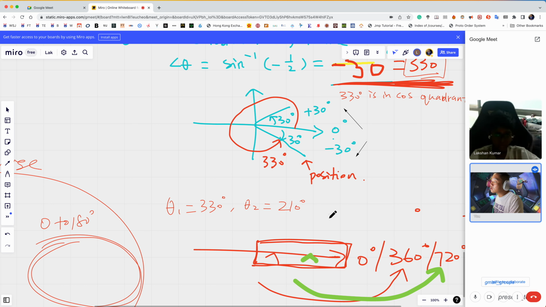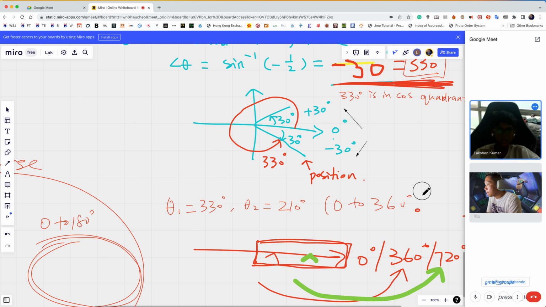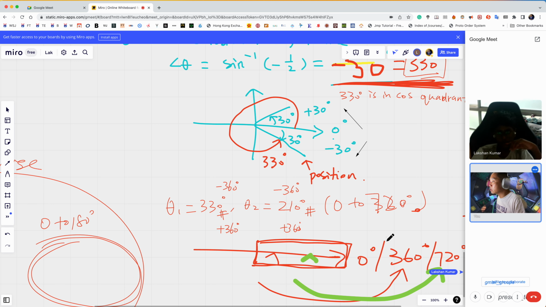These are just the first step to get the answers. It depends on the range. Usually the range is 0 to 360. So if the range is 0 to 360, these are the two answers, because if you subtract 360 from both, or add 360 to both, they are out of the range. So that's why you don't consider them. But if they give you 0 to 720, then you probably need to consider the plus 360 as well.